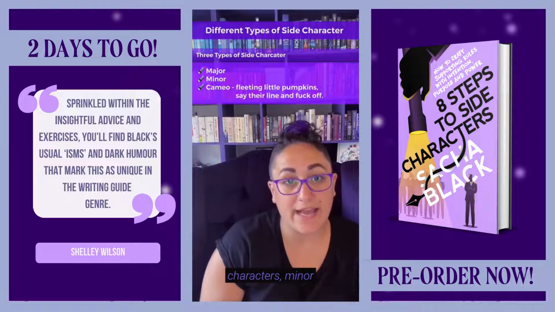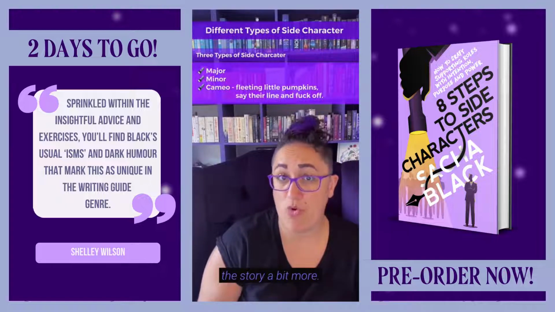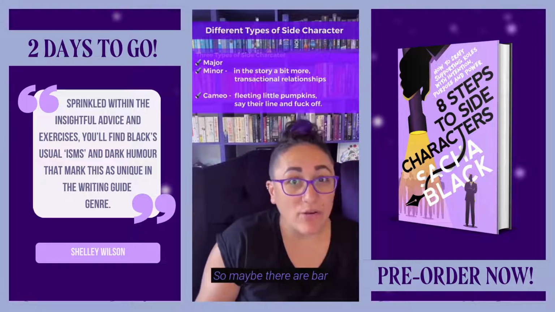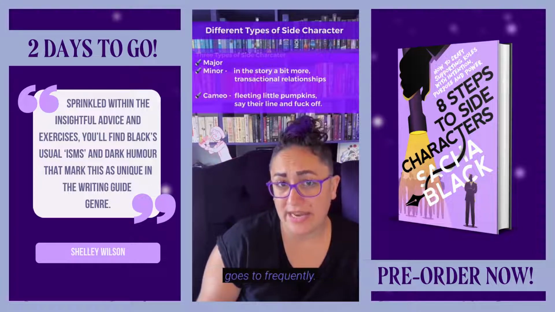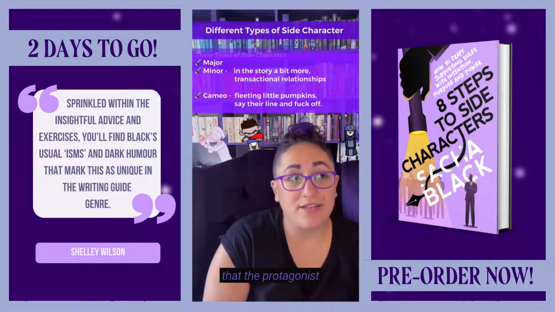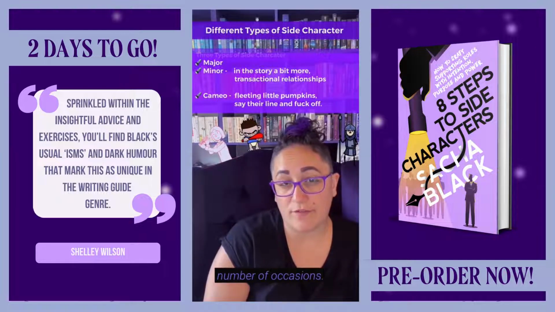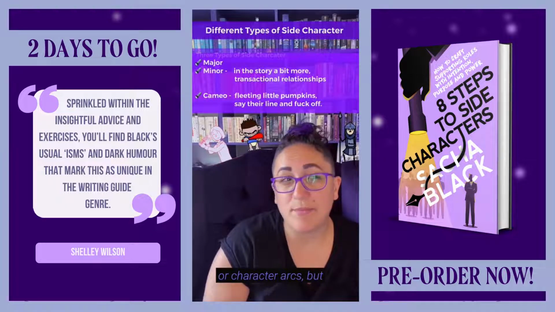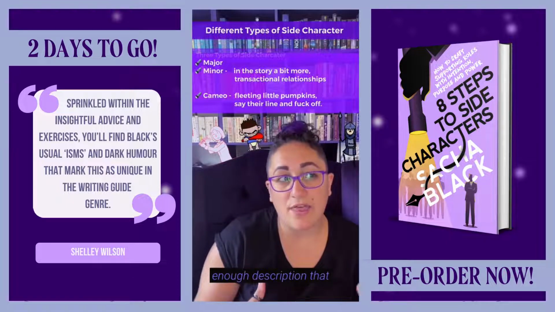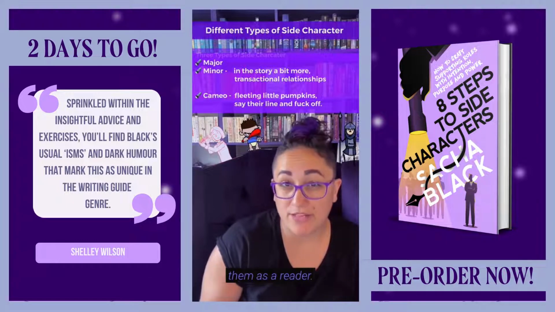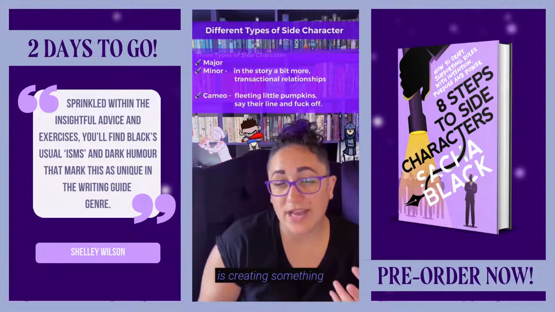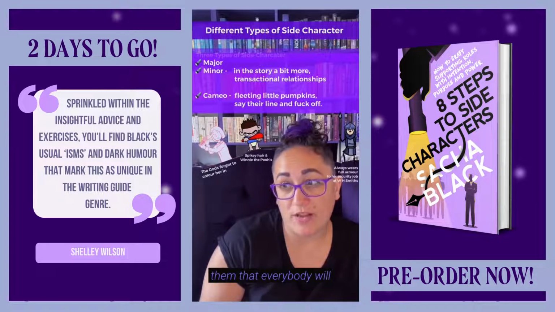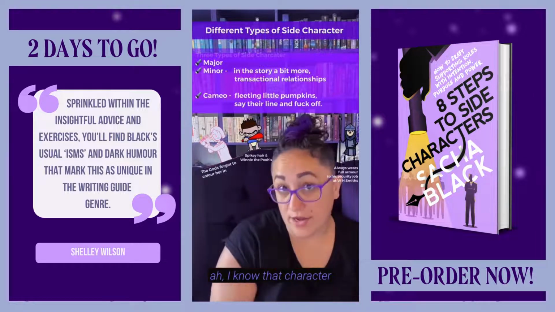Number 2, minor characters. Minor characters are in the story a bit more. They often have transactional relationships with the protagonist. So maybe they're a barman where the protagonist goes frequently, a guard, or henchmen that the protagonist interacts with on a number of occasions. These guys are very unlikely to have subplots or character arcs, but they are going to have enough description that you are going to remember them as a reader. So what's important is creating something memorable. What's the thing about them that everybody will hear or read and then go, I know that character?